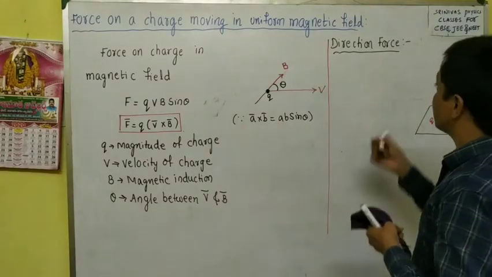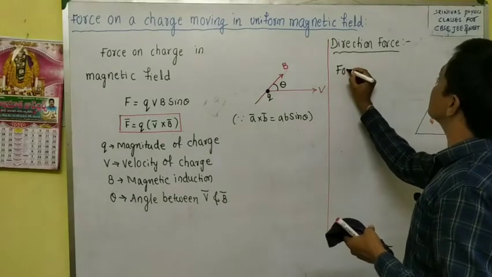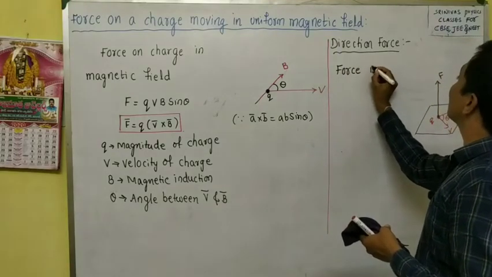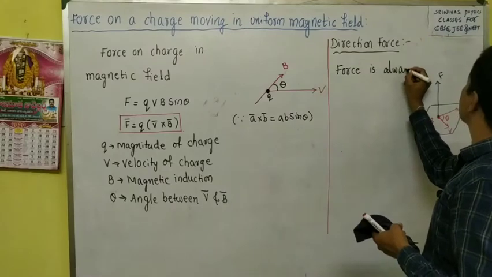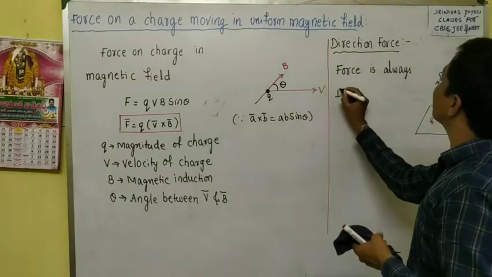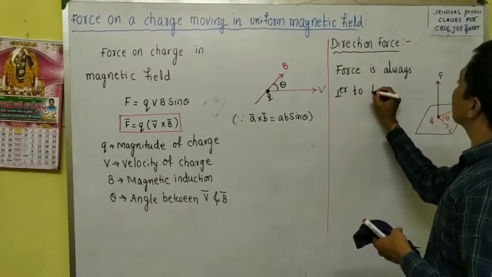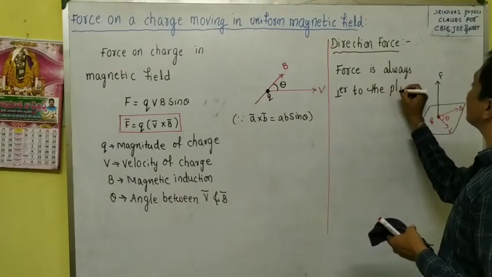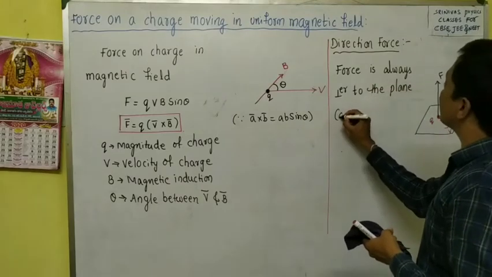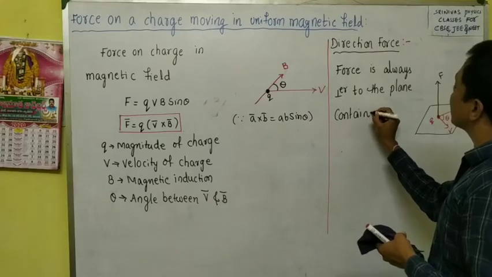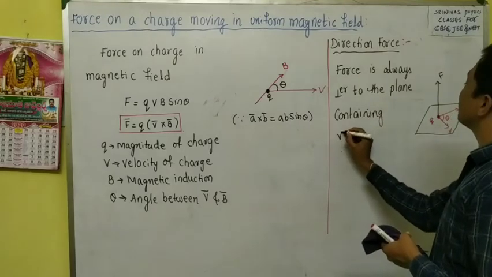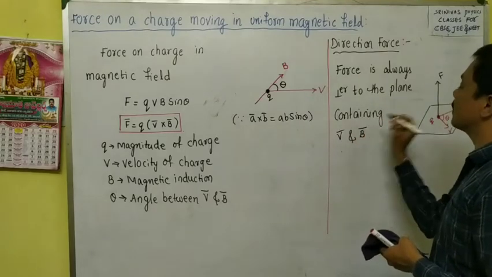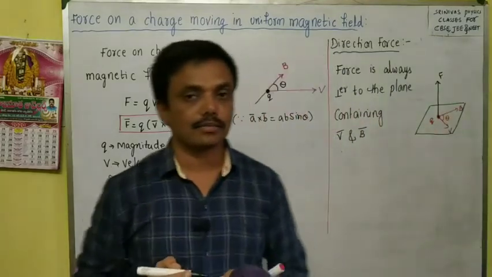Okay, we can write this sentence: the force is always perpendicular to the plane containing v bar and B bar. This is the direction of the force.